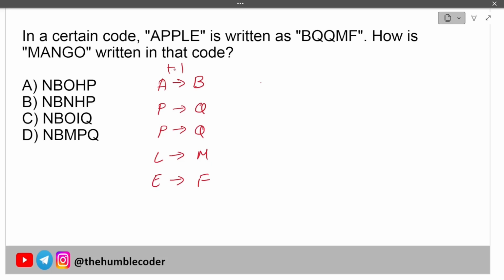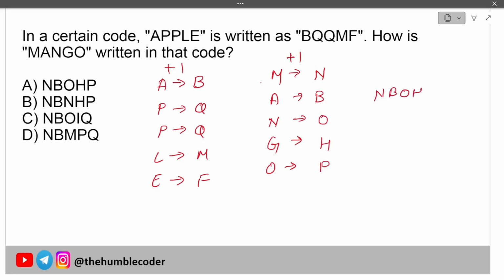So we have understood the coding pattern, that is whatever is being asked, we have to give plus 1 character as the output or the next answer. So let's try to find out for mango. M, N, A, B, N, O, G, H and O, P. Okay, so we have done plus 1 character. So the final output that we are getting is N, B, O, H, P.